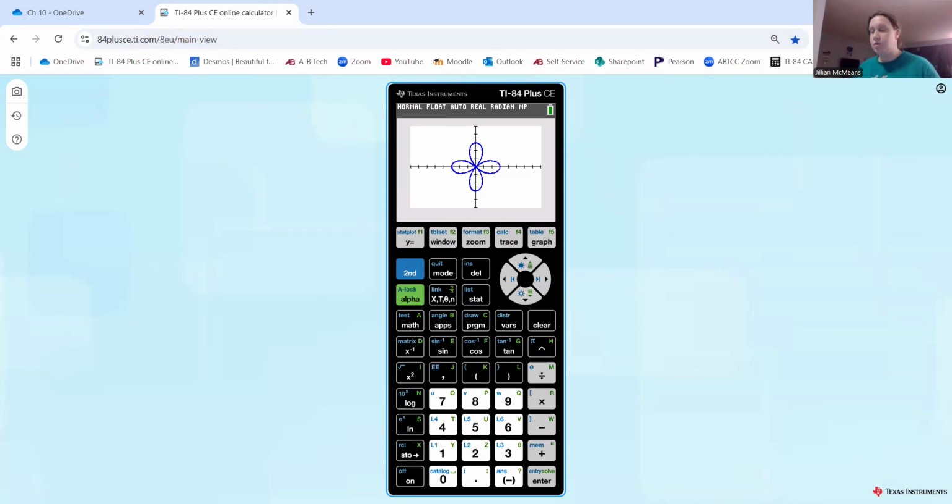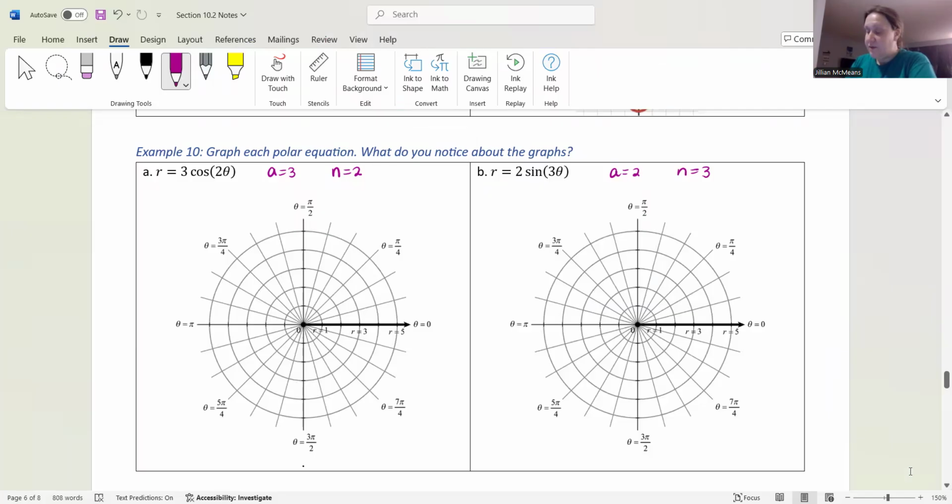All right, let's go back. Okay, so let's draw this. Now we have A equals 3. That's important. And then we have n equals 2, which told us that we're going to get 2 times n equals 4 petals. And we did. And our petals are wrapped around the XY axes, or the pi over 2 polar axis, whatever you want to call it.